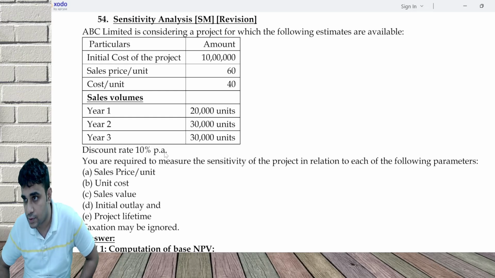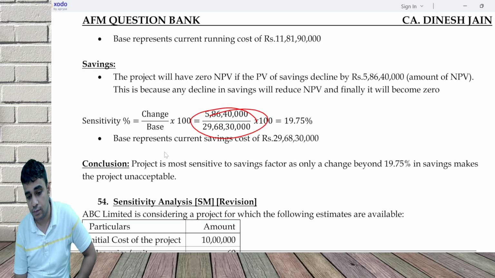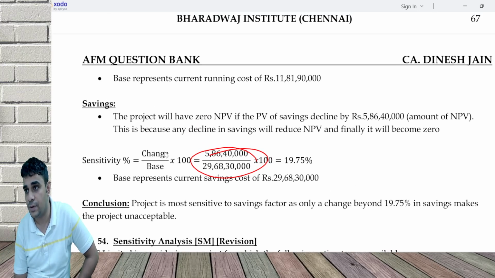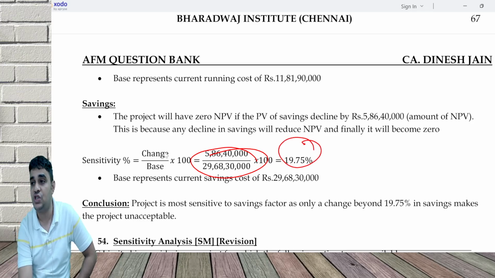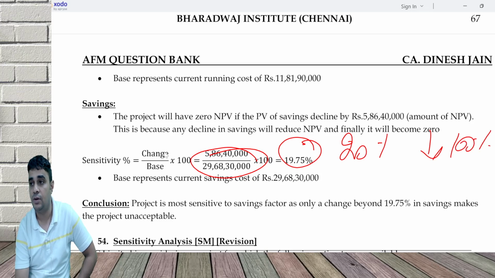Correct. That only I am saying now. Where did I say the opposite? Who told you to check the percentage that way? What does this mean? A 20% change in savings will reduce NPV by 100%.